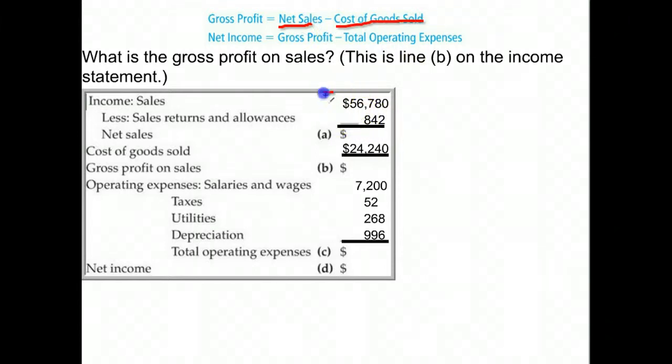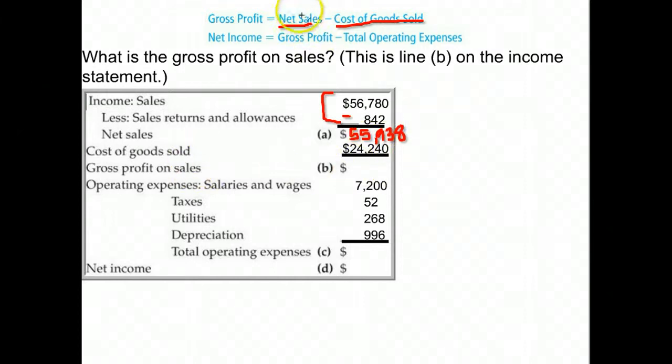So again, to find our net sales, first we have to take our sales and subtract any returns or allowances that were made. So again, that was the $56,780 minus the $842. And that gave us $55,938. Okay.